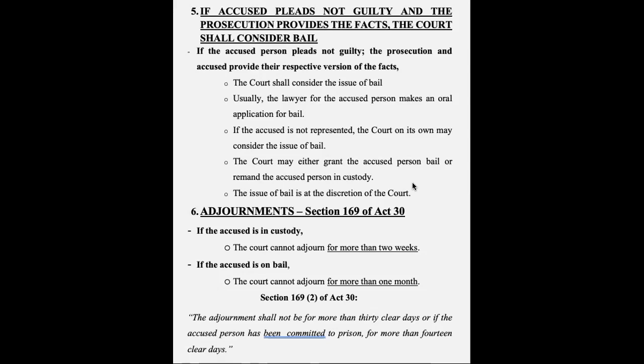Usually, at that stage, the lawyer for the accused person will make an oral application for bail. You say, my lord, we hereby make an application for bail for the accused person. Pursuant to section 96 of the CPA, they give the grounds under which they apply for bail, and then the court may decide whether to grant bail or not. Always remember, when we deal with bail in detail, you will realize that under section 96 of the CPA, the grant of bail is at the discretion of the court. We shall deal with that in extenso.